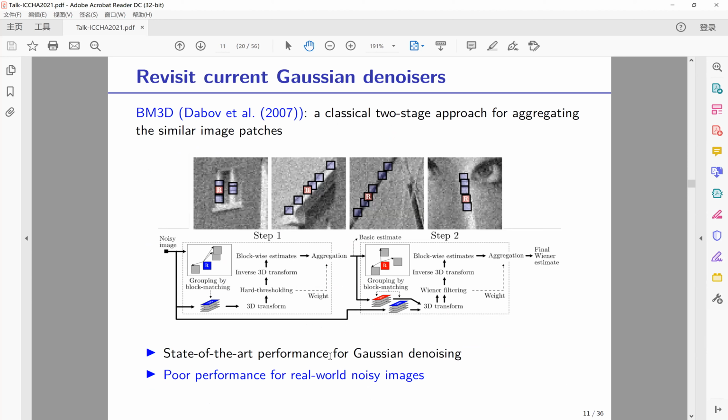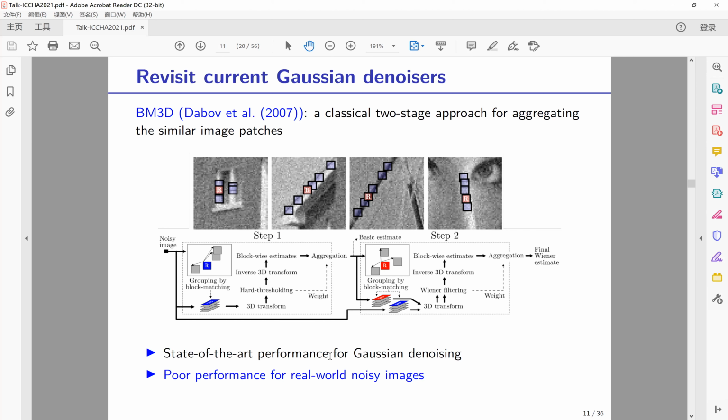So let's look at one of the state of the art Gaussian denoisers, the so-called BM3D. It actually consists of two stages. One is called the basic estimation, and the second step is the Wiener filtering. It finds similar local patches for one noisy patch, and then uses some averaging techniques such that we can achieve a good performance in the Gaussian denoising task.